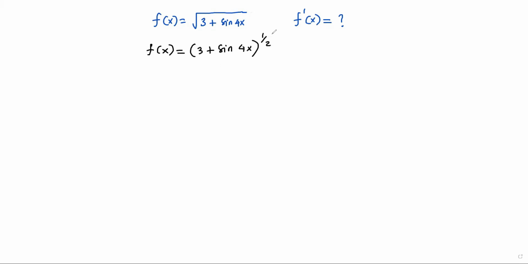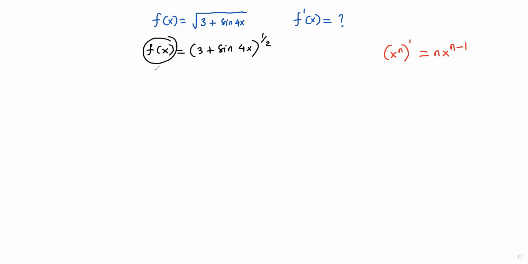Okay, now to get the derivative of this one, I'm going to use the power rule of derivative. That is, let us consider the derivative of x to the nth power. To get the derivative of x to the nth power, I have to move this exponent n in front of the variable. Then I have to subtract 1 from the exponent. So this is the power rule of derivative. I'm going to use it to get the derivative of this one.